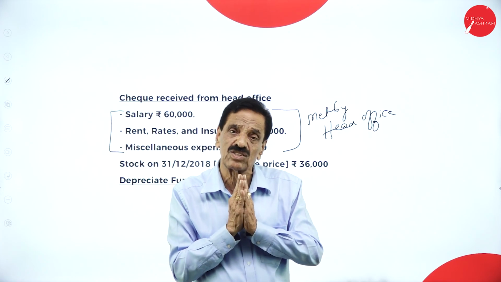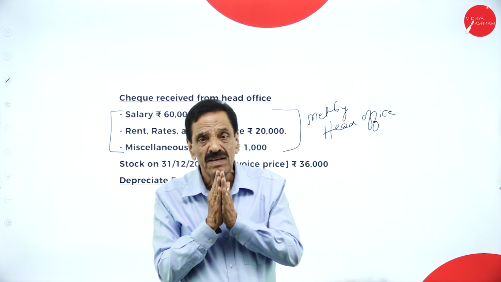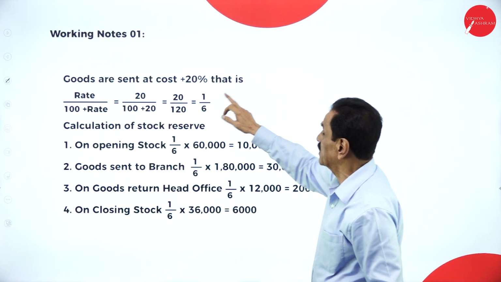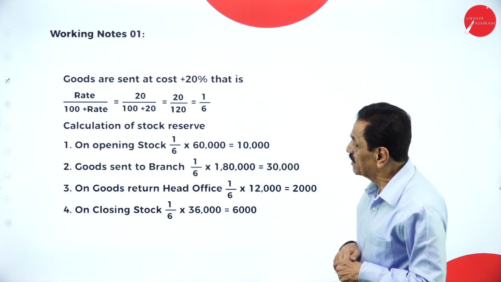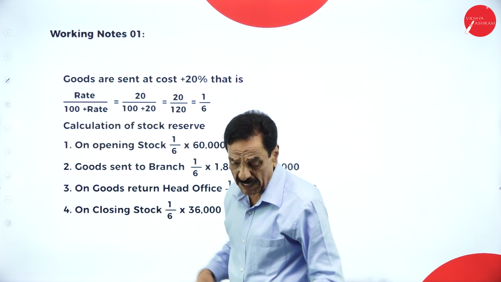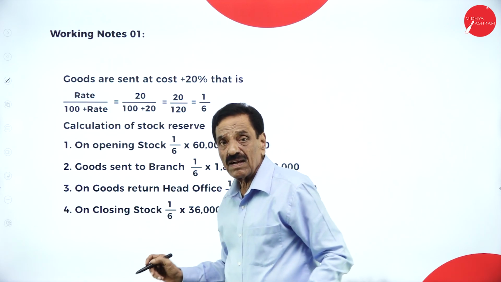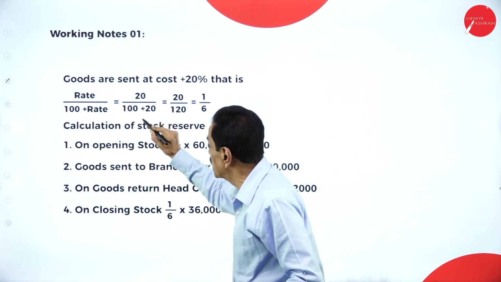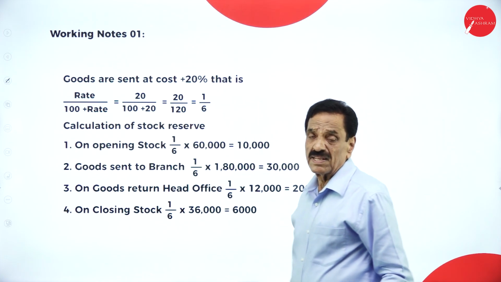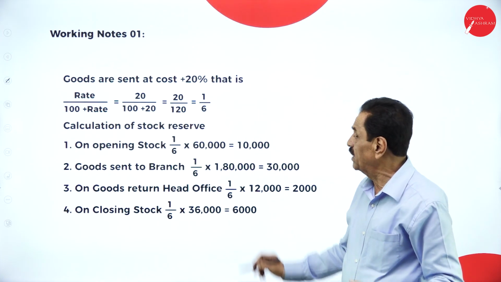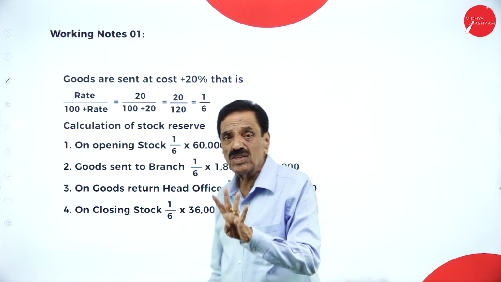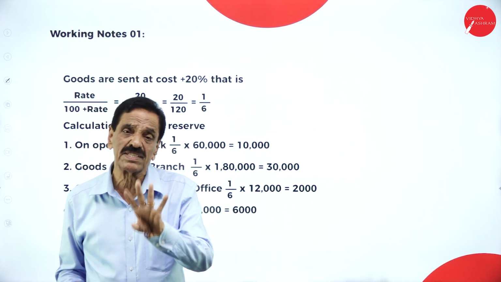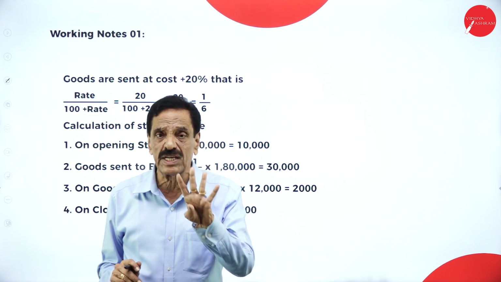How to calculate the stock reserve? I am going to explain. Here, goods are sent at cost plus 20%, that is rate divided by 100 plus rate. According to the problem, the percentage is 20. 20 divided by 100 plus 20, this is 20 by 120, which is equal to 1 by 6. So you have to calculate the stock reserve, or we say loading, for 4 items.